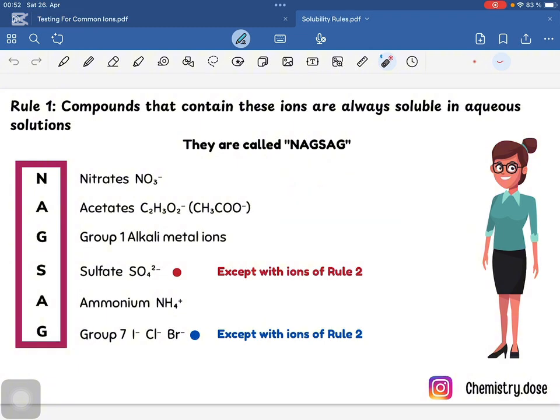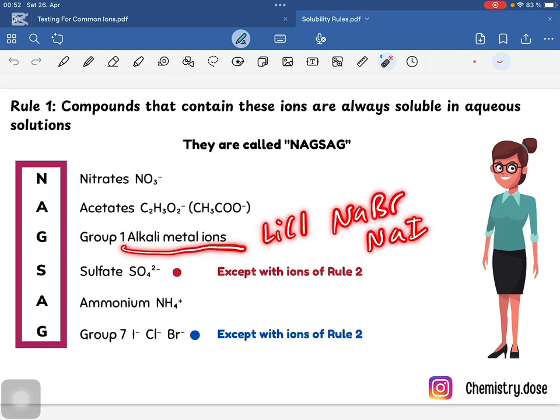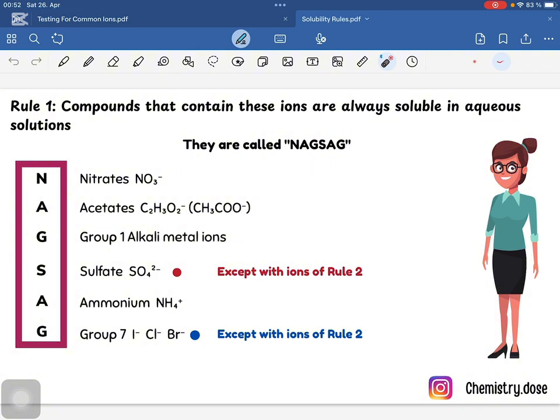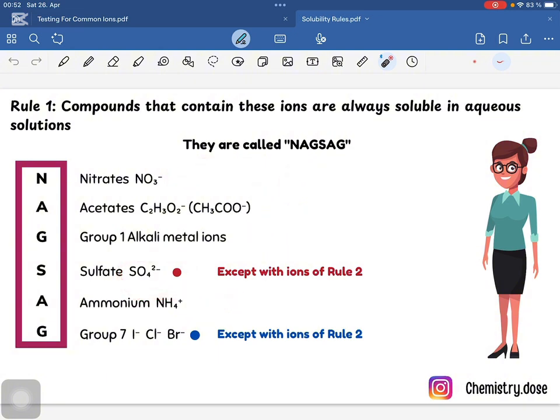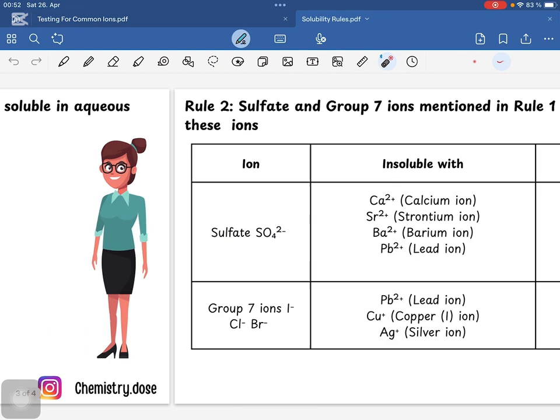Any cation from the alkali metal ions, let's say LiCl, NaBr, NaI, KI, then these are definitely going to be soluble. The NH4 plus, for example, NH4Cl is definitely soluble. So these ions are always soluble with anything. Now, the sulfates are soluble most of the time except with ions of rule 2, and the group 7 ions are insoluble with the ions of rule 2.